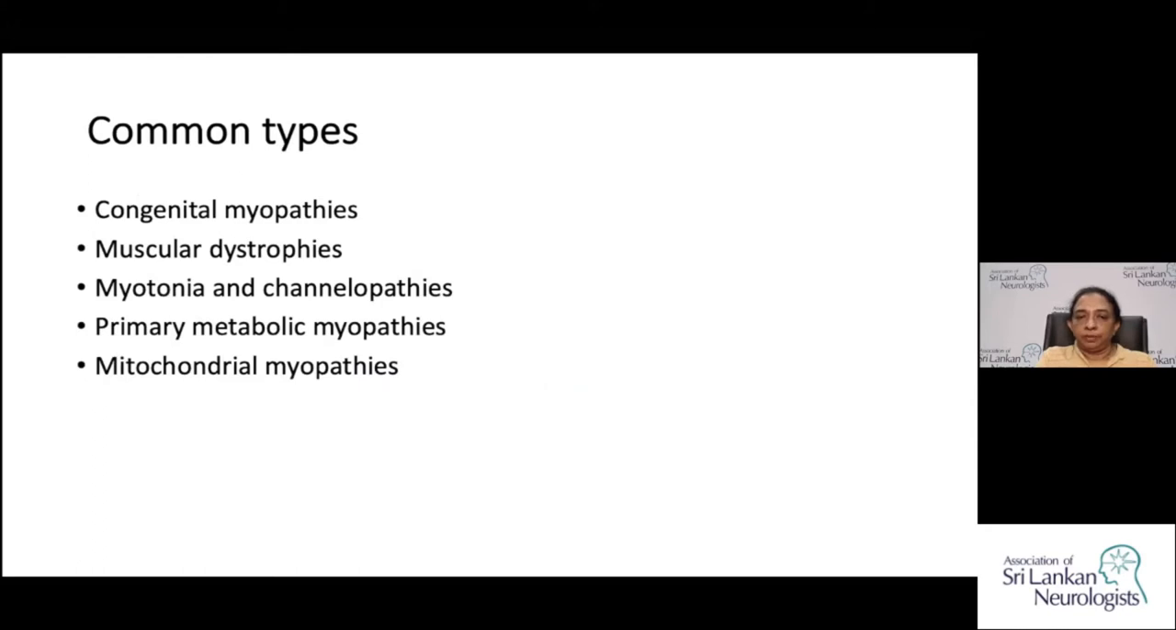So out of all the myopathies, there are congenital myopathies, the muscular dystrophies, then the myotonia and the channelopathies, and the primary metabolic myopathies and the mitochondrial myopathies. So these are the common types that we see in day-to-day lives. Even though I say common, these are not a very common entity as we see in clinical practice, a rare entity, but still we need to know about this to manage these patients effectively.